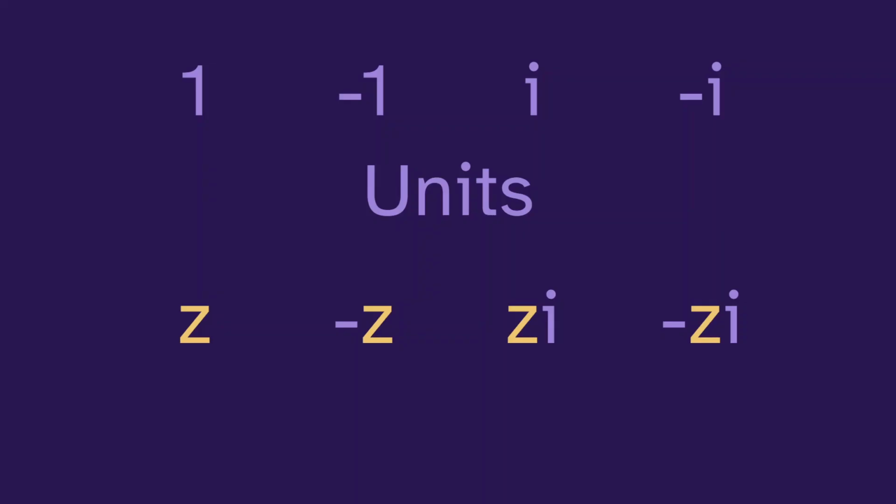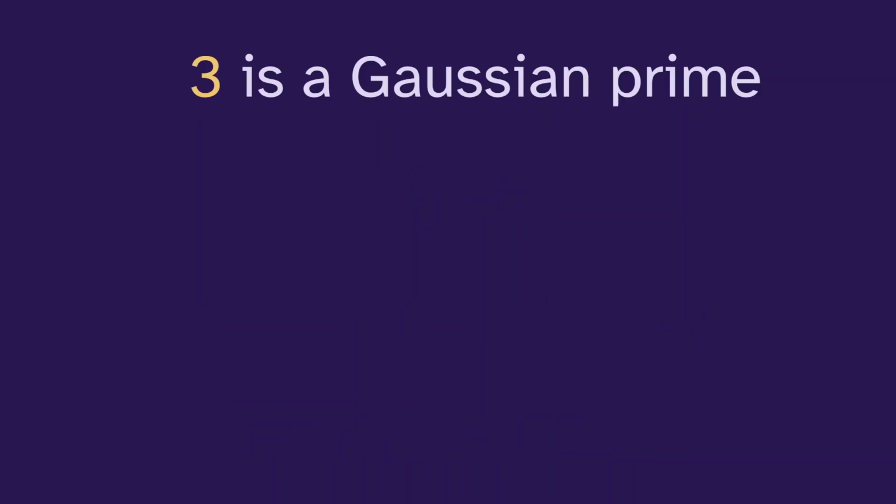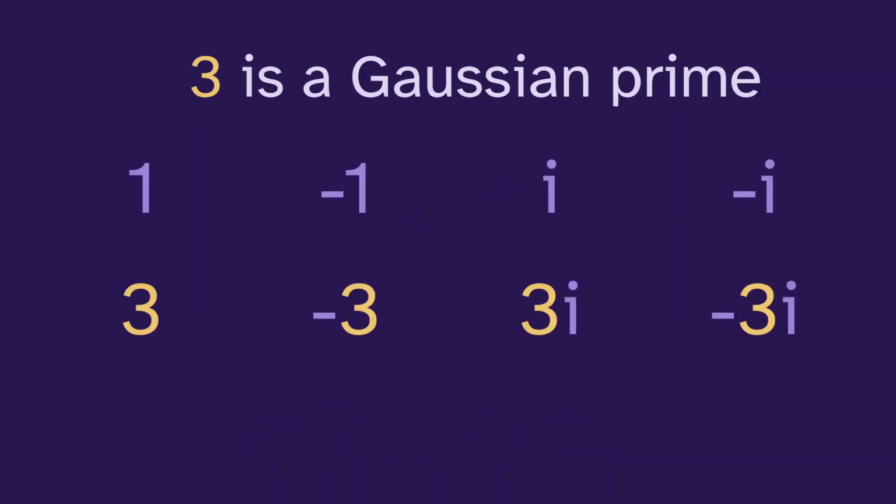They divide everything. Every Gaussian integer z is also divisible by z, zi, and negative zi. This is z times each of the units. And we call these the associates of z. So we can define a prime as having the minimum divisors. They only have these 8 divisors. Using this definition, 3 is a Gaussian prime. These are all of the factors of 3. It has the bare minimum 8 factors.